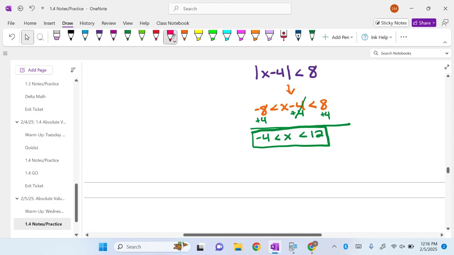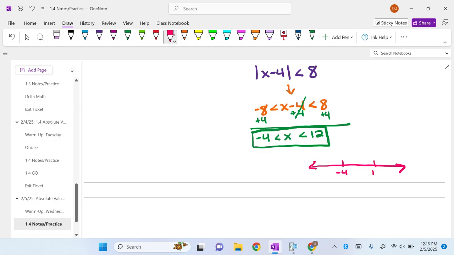Now, how would I draw this on a number line? So I have a number line. I have negative 4 here, 12 here. First off, what type of circles do I have on both of my answers? Are they going to be open or closed? Open, because there's no equal to. Now, remember, it's an and statement. So from the previous examples, when we had a compound inequality, where do we shade? In the middle, between the two numbers. Because we're basically saying that our x value lies between negative 4 and 12. So we shade between the two. All right, any questions on these?